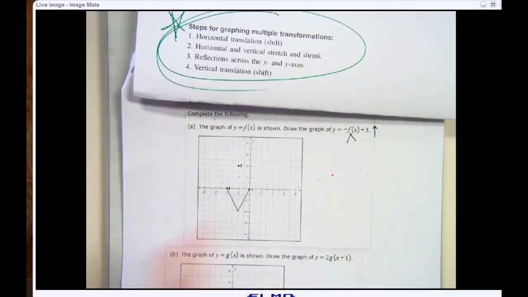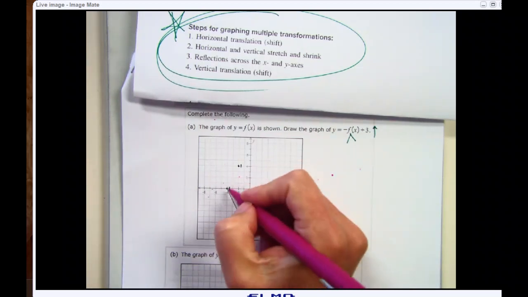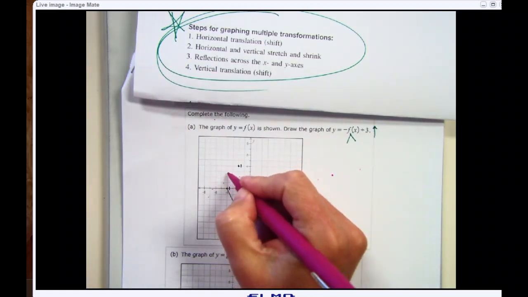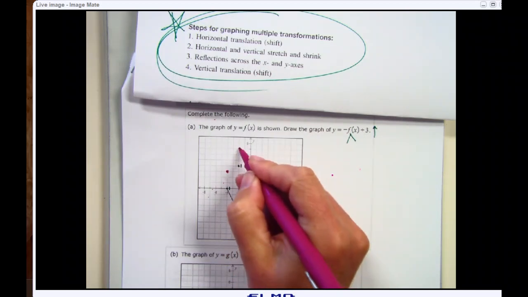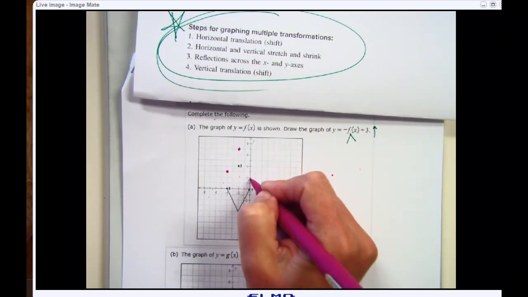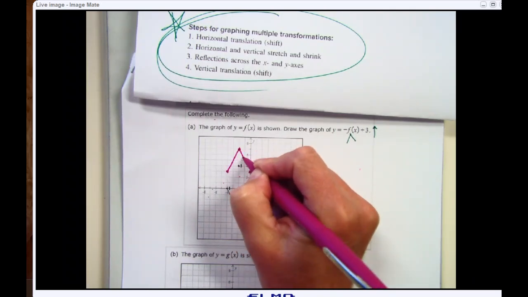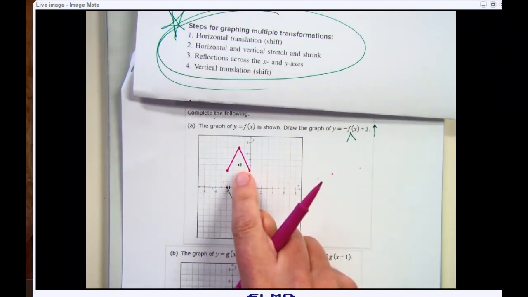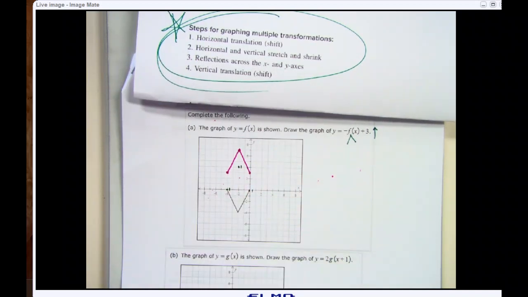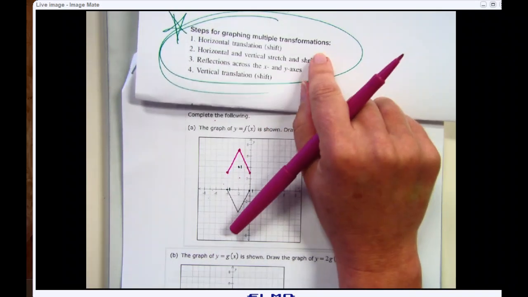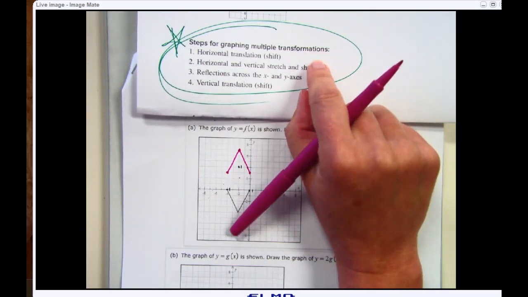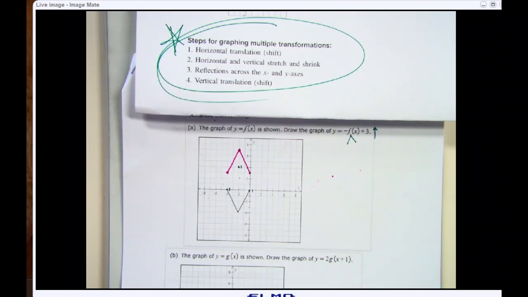And then what do we need to do to all of those points? Now I can move them 3. So 1, 2, 3, 1, 2, 3, 1, 2, 3. Then you will connect those with the segment, and you do have to go back and erase those initial guide points. Half of the battle is understanding which order you go in on those.